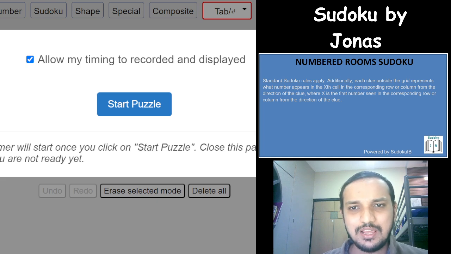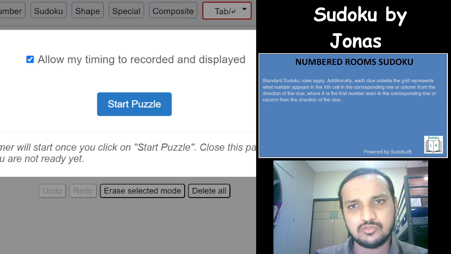Ashish here, and today I'll be covering a Sudoku variant called numbered room Sudoku.